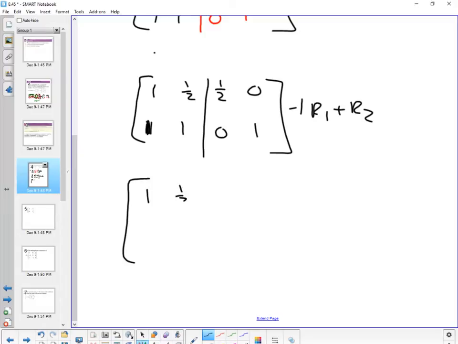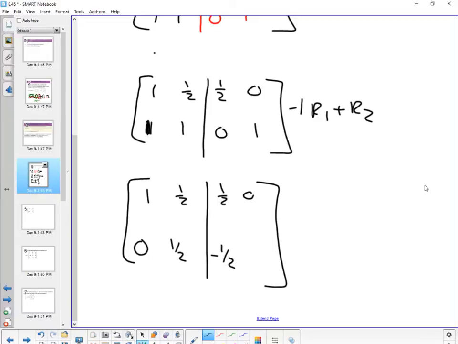I've got 1, 1/2, 1/2, 0. But then you have 1 minus 1 is 0. 1 minus 1/2 is 1/2. 0 minus 1/2 is -1/2. 1 minus 0 is still just 1. Correct? Cool beans.